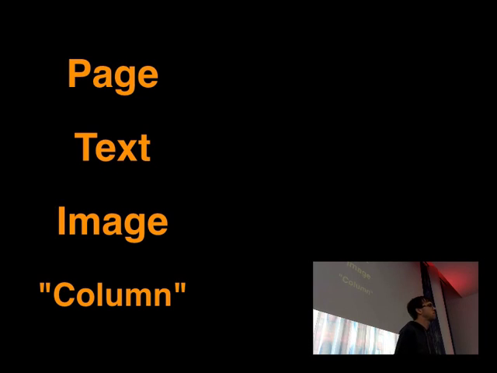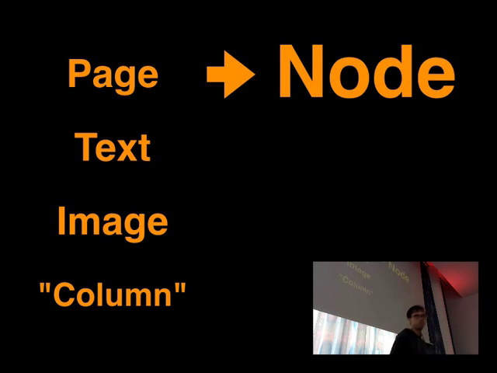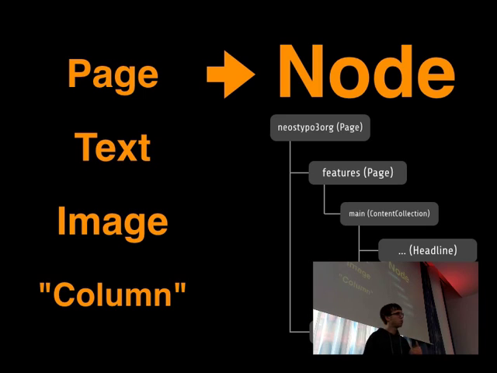In NEOS, that's a little different. We only have nodes. A node can be something like a page, it can be something like a text, it can be something like an image, but it can also be something like a column, which is a container for nested nodes. So these nodes are structured hierarchically, which is pretty much like with TYPO3 CMS, where we have this page tree essentially.